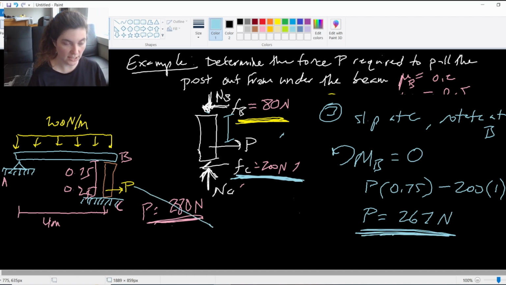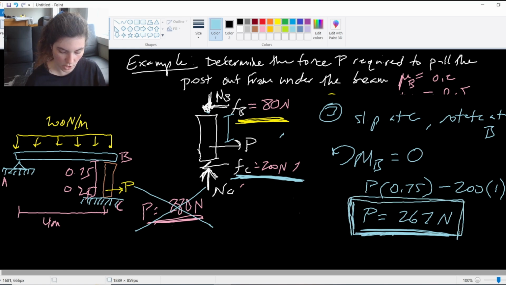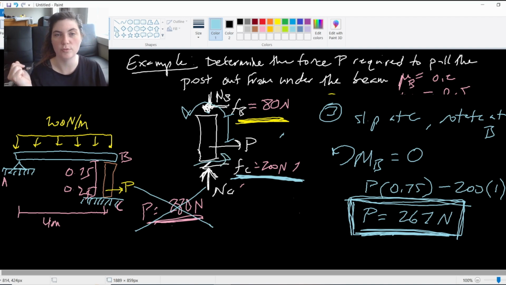So my 280 condition is not the condition that is causing the failure, not what's causing the post to be pulled out. Actually, it'll be at this force of P equals 267 newtons, and what's happening there is that we're going to start seeing the slip occur at C. It's going to rotate out at B, and it's going to pop out from under the beam.